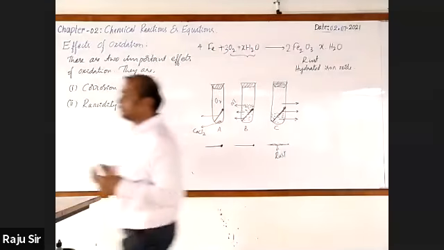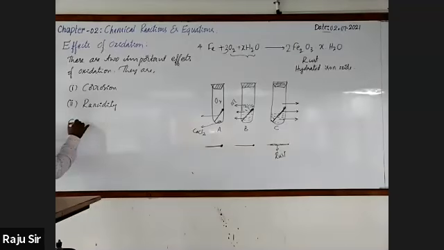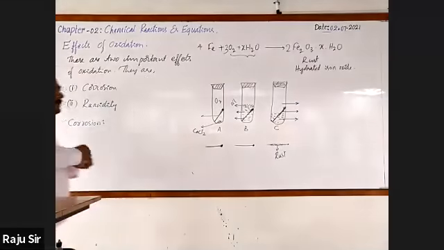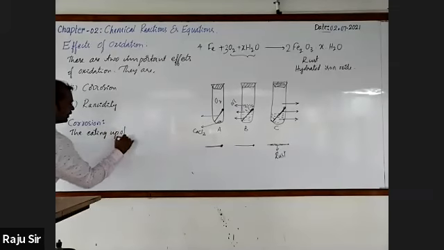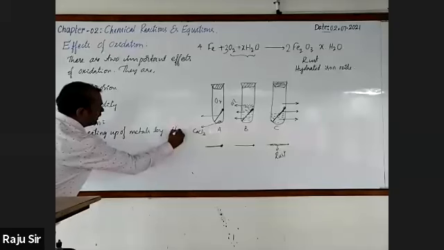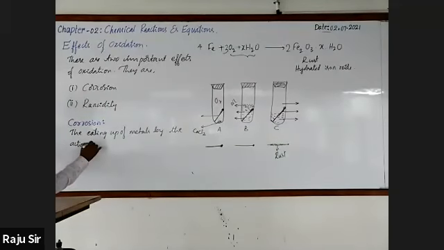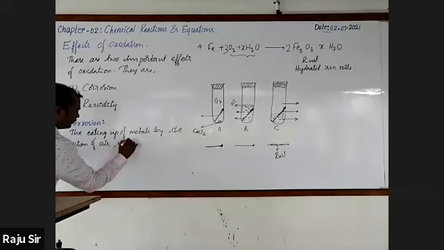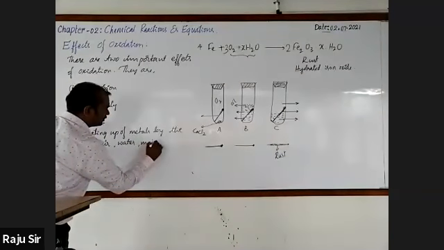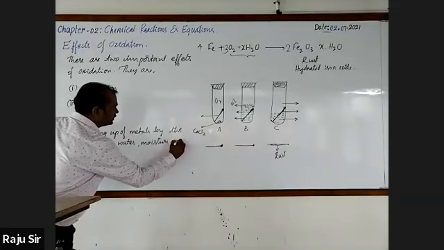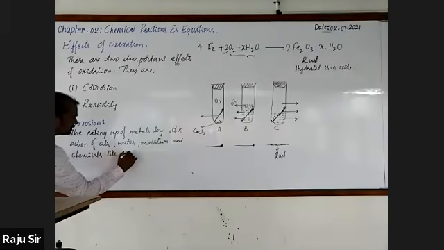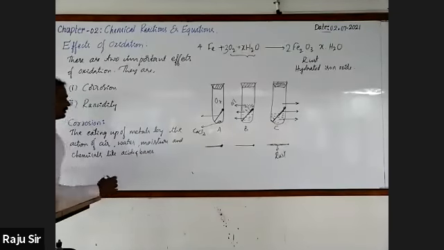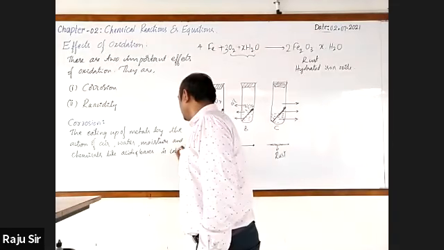Okay. Now you write about corrosion. Corrosion: the eating up of metals by the action of air, water, moisture, and chemicals like acids and bases is known as or is called corrosion.